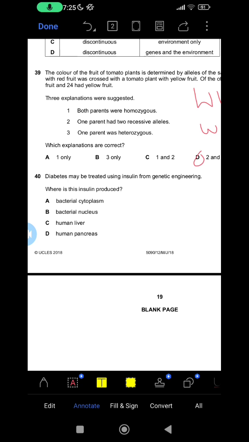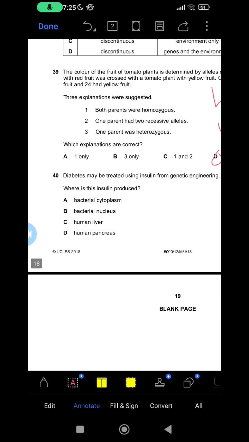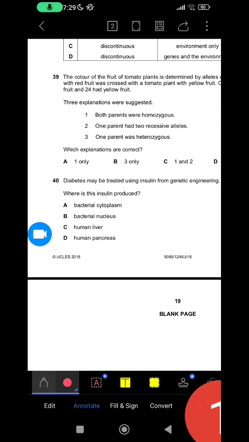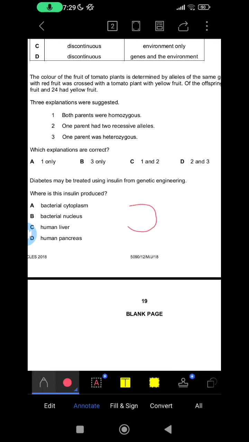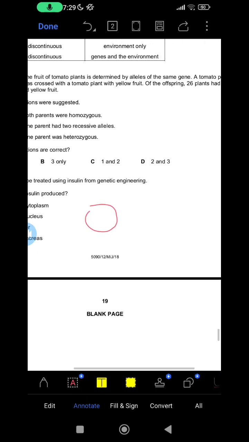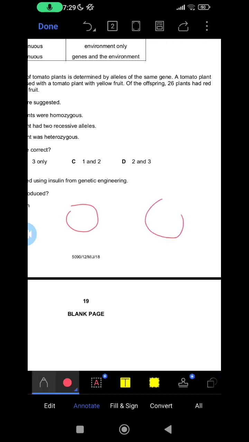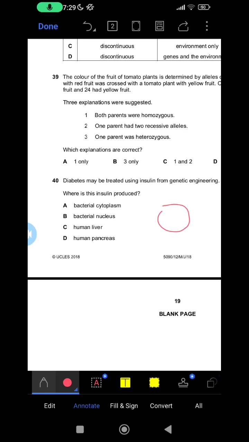Diabetes may be treated using insulin from genetic engineering. Where is this insulin produced? Bacterial cytoplasm, bacterial nucleus, human liver, human pancreas. Now we know that in genetic engineering, what we basically do is take the plasmid of a bacteria, we cut it, and we add the gene which produces insulin. For example, this is the cut plasmid, then we add this gene which produces insulin. So basically insulin is being produced by the bacterial nucleus. So B is the correct answer.